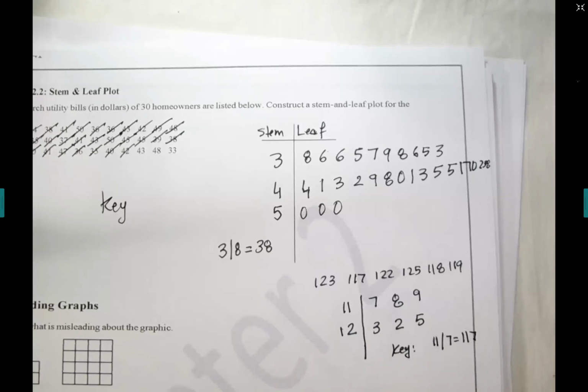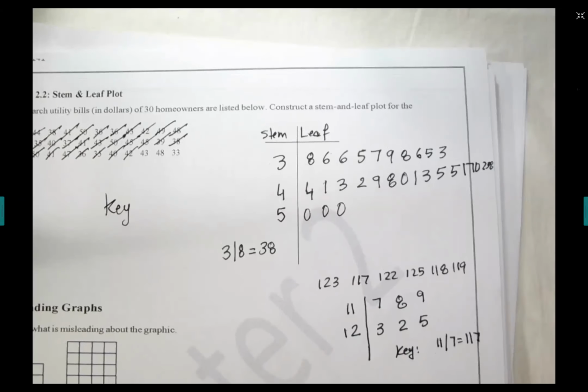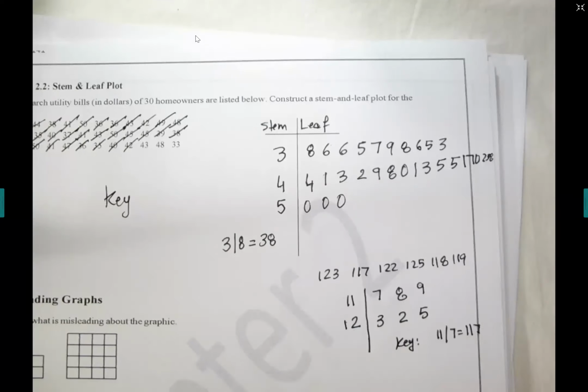And last thing, guys, is I just have a little question. Well, yes, go ahead. You said the leaf is always a single digit? The leaf is a single digit, yes. Okay. And the stem is whatever.